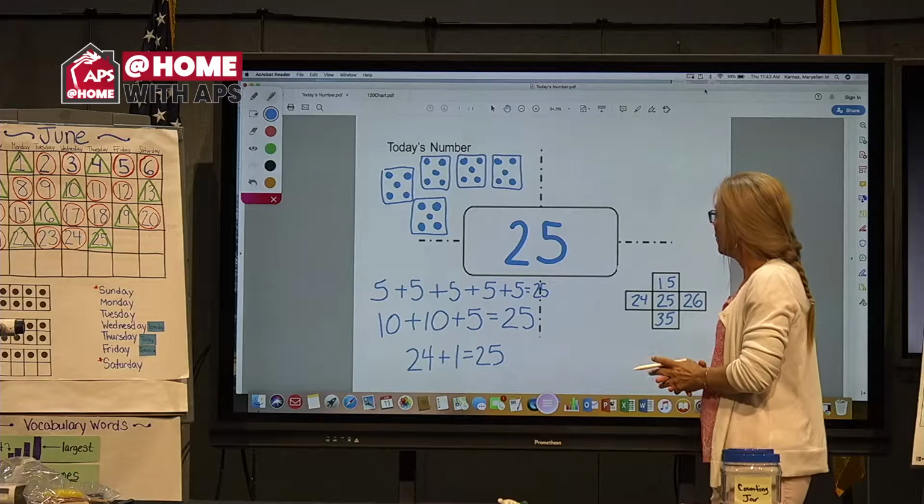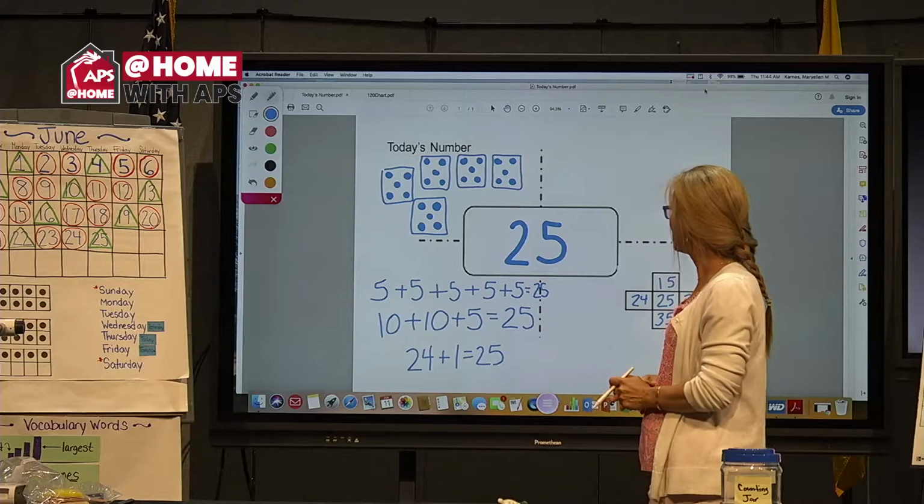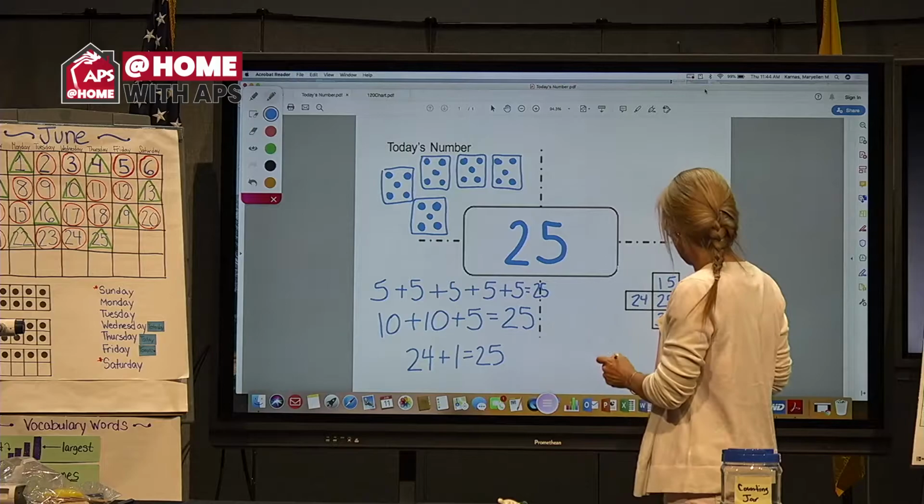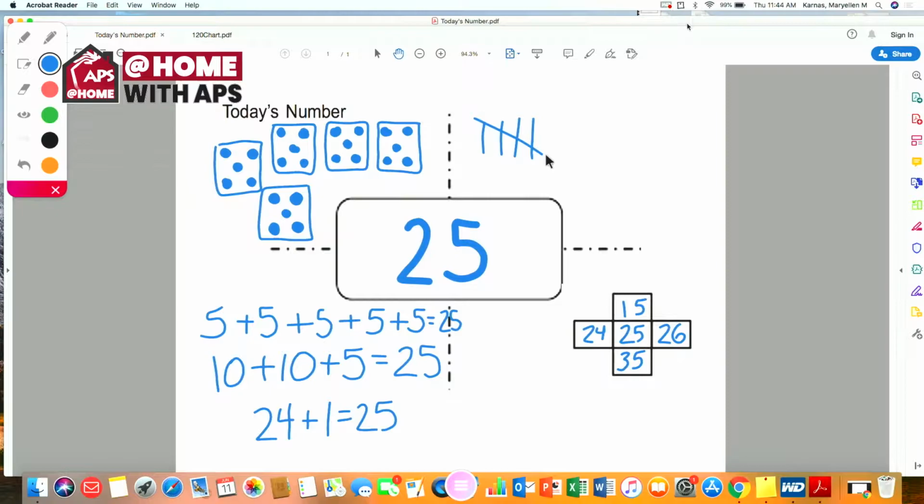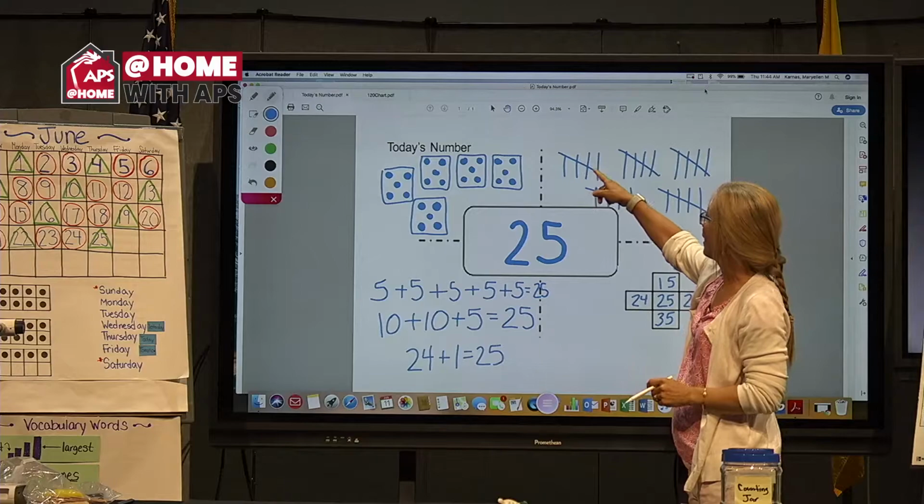We need one more representation for 25 today. What should we do? Should we do tally marks? Because those are nice groups of five also. Sure, let's do that. One, two, three, four, five, six, seven, eight, nine, 10, 11, 12, 13, 14, 15, 16, 17, 18, 19, 20, 21, 22, 23, 24, 25. Count with me by fives. Five, 10, 15, 20, 25.